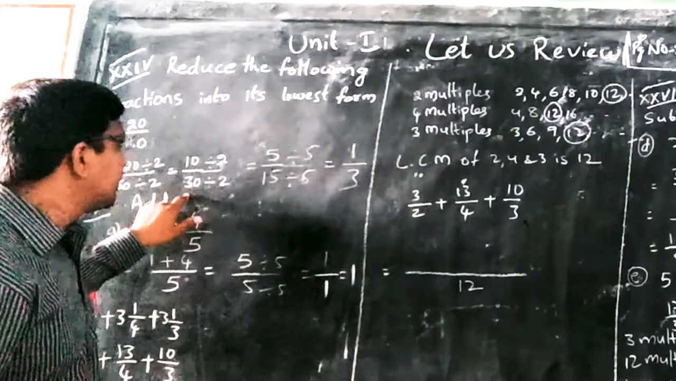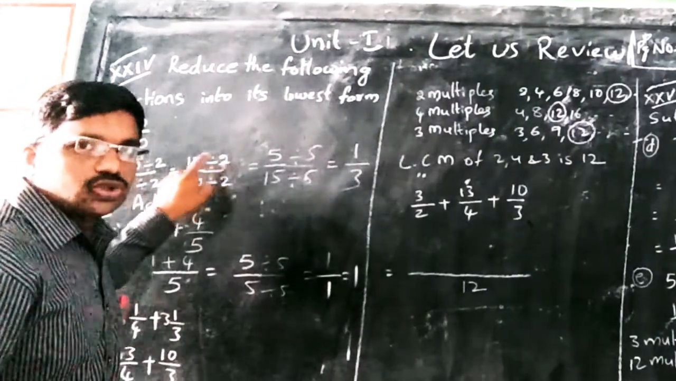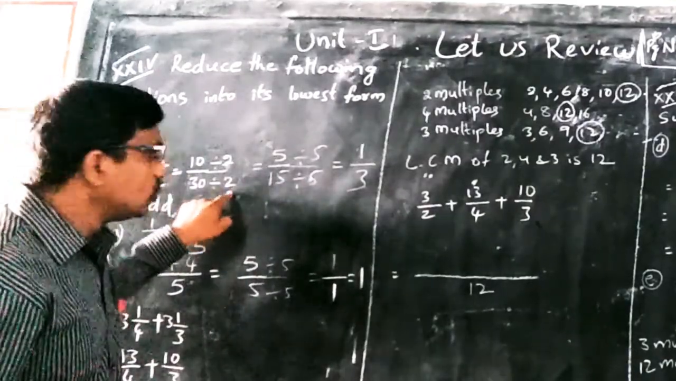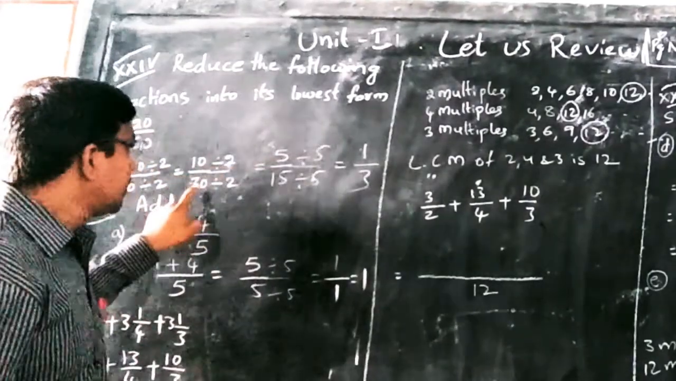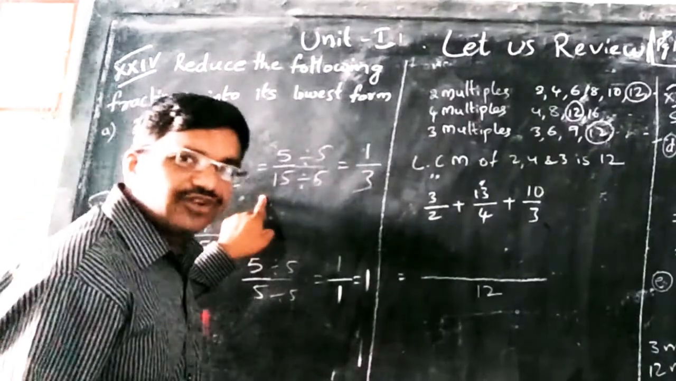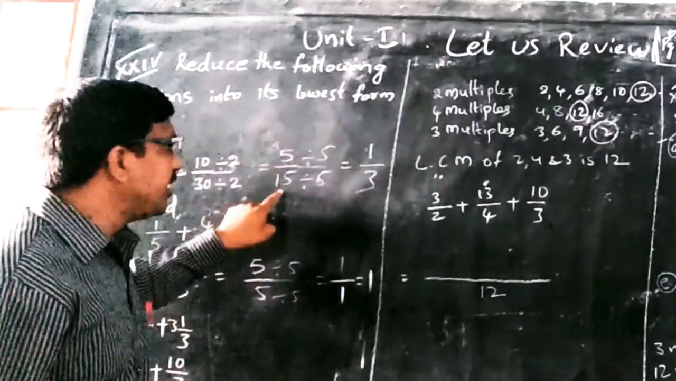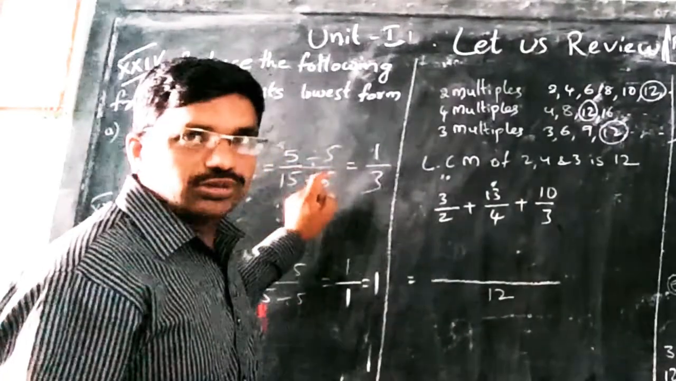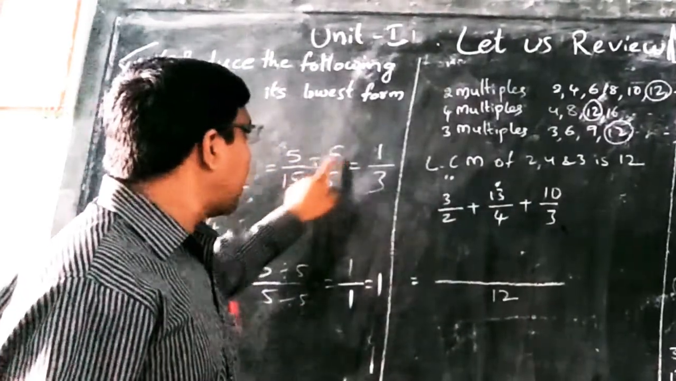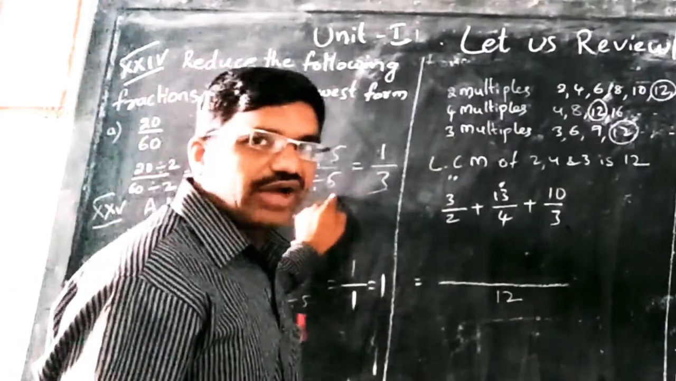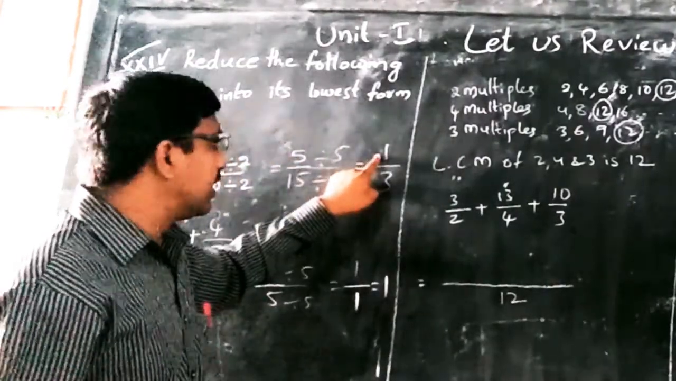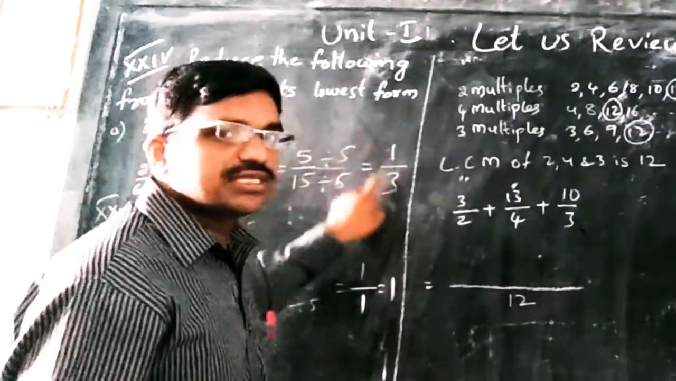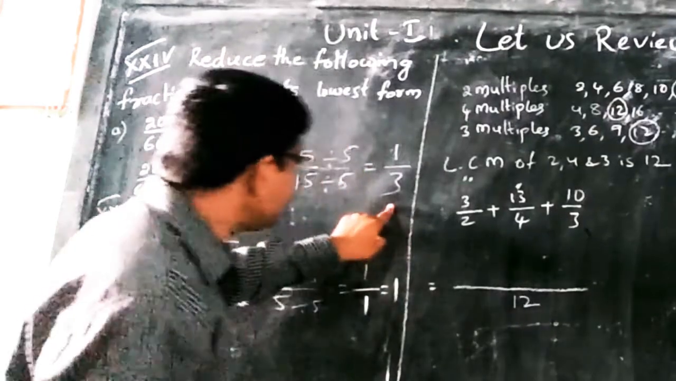Again, 10 and 30 are divided by the 2 table. 10 divided by 2 you get 5, 30 divided by 2 you will get 15. Again 5 and 15, numerator and denominator both are divided by the 5 table. So 5 divided by 5 is 1, 15 divided by 5 is 3. So its lowest form is 1 by 3.